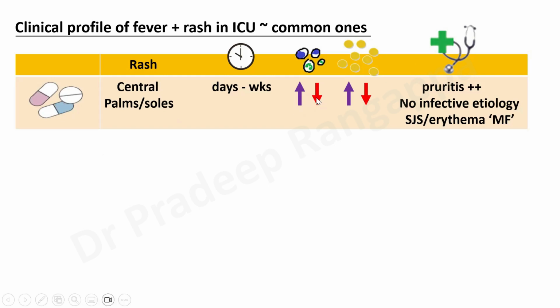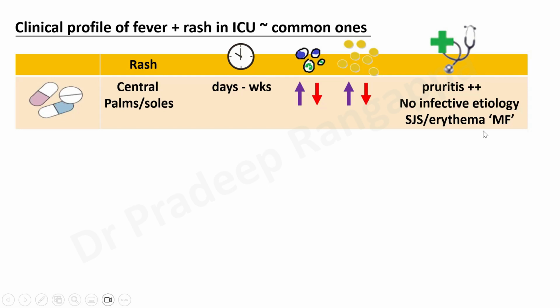And leukocytes, there can be leukocytosis or leukopenia. Platelets can be increased or decreased. The typical feature of drug rash, which is important for ICU intensivists, is that they'll have pruritus. If you see all the other previous ones, the rash did not have pruritus. Even in dengue, you don't see pruritus. But in drug rash, one thing that possibly we need to ask, if you have to rule out drug, is whether it causes itching. So pruritus is common.